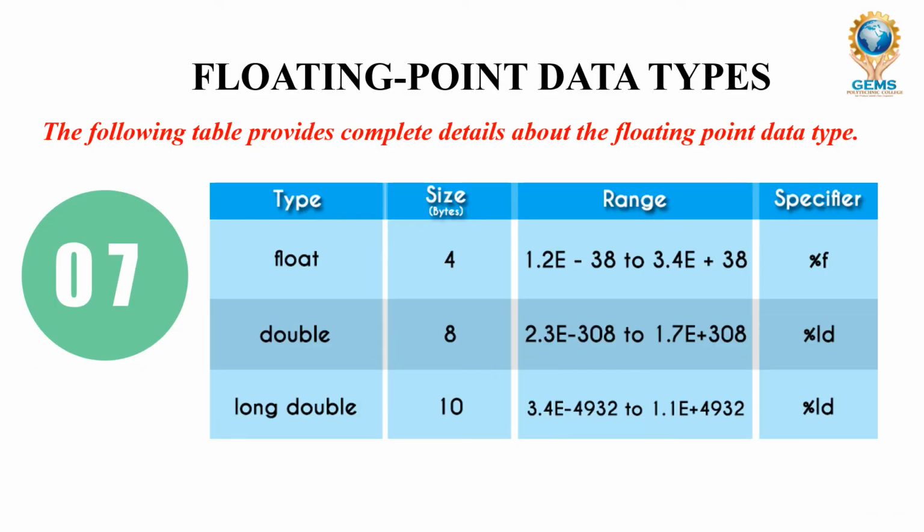This is the complete detail about the floating point data types. So these are the types: float, double, long double. Size: once we declare the data type as float, then 4 bytes are occupied in the memory of the computer. If we declare the data type double, then 8 bytes will be occupied in the memory of the computer, and the range is from here to here, and the specifier will be like this. Now I hope it's clear for you, my dear friends.